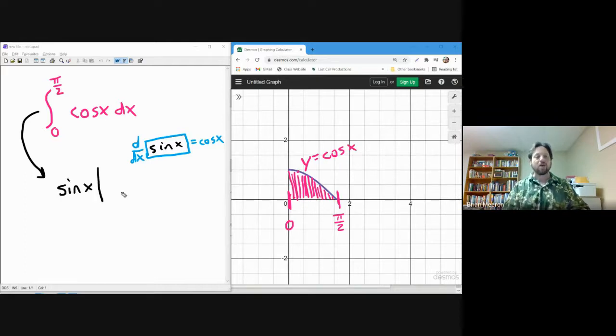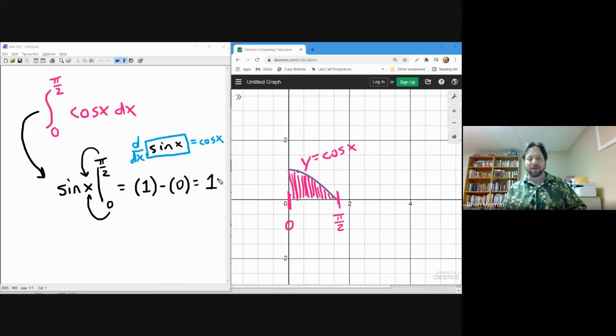We're going to evaluate that from 0 to pi over 2. Well, let's see what happens. When I drop pi over 2 in here, what is the sine of pi over 2? And of course, using your unit circle or your knowledge of whatever, that's going to be 1. Fantastic. Now let's take 0 and put that in. So what is the sine of 0? Oh, that's 0. Interesting. So the area of this region right here actually is 1.